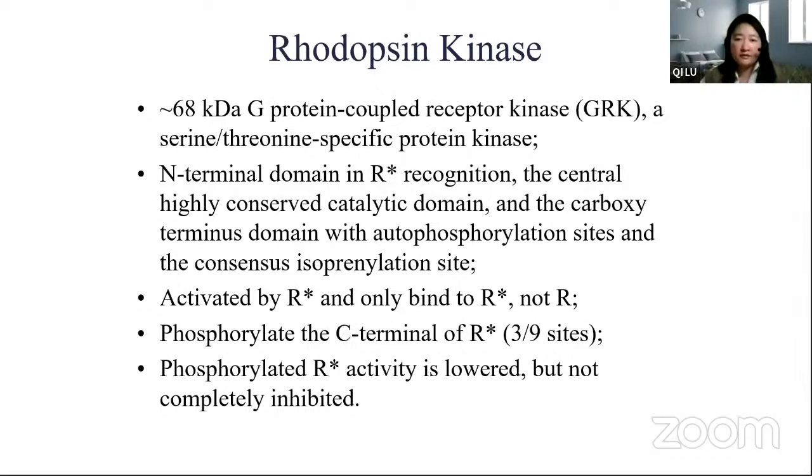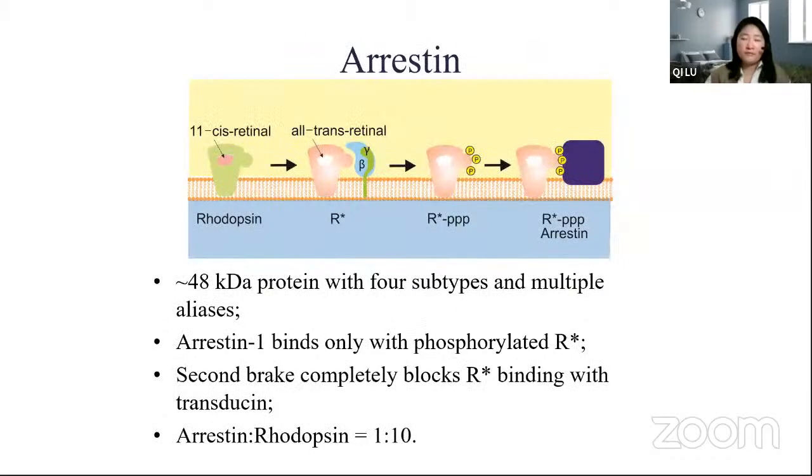It has a central highly conserved catalytic domain and a carboxyl terminal domain with an autophosphorylation site and a consensus isoprenylation site. It is activated only by binding to rhodopsin star, not rhodopsin. So it will not cause any phosphorylation on the resting state of rhodopsin, only the active state, the rhodopsin star. In total there are 9 sites, but 3 of them matter. The phosphorylated rhodopsin star's activation is much lower, but not completely inhibited.